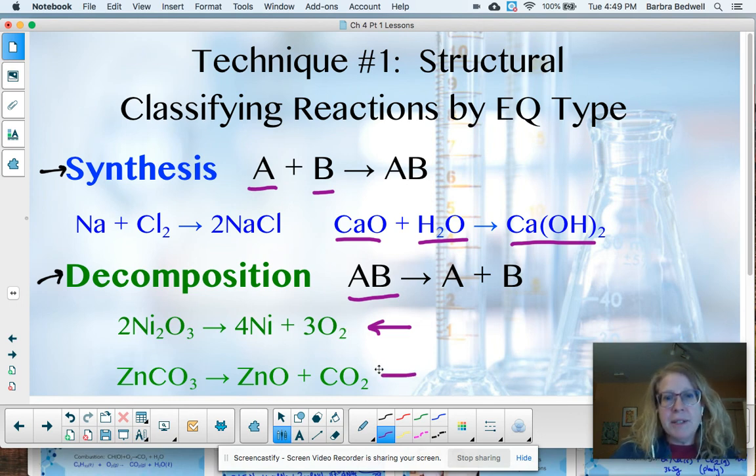But again, just like what we did in synthesis reactions, sometimes it is slightly more complicated. So here we've got a carbonate, zinc carbonate, and it's breaking down into a zinc oxide and a carbon dioxide. So we've got one larger compound and then two simpler compounds as products. Those are both decomposition reactions. So again, it's kind of building something up or breaking something down. It gives you an idea, synthesis and decomposition.